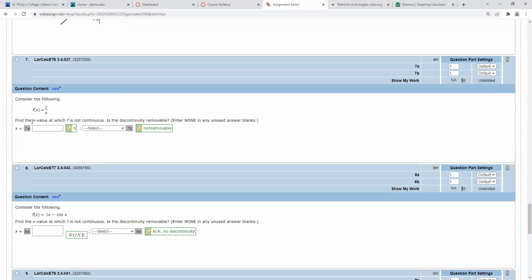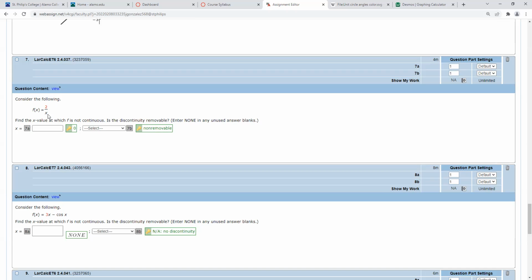Okay. Find the x value at which f is not continuous. Is the discontinuity removable? It's only removable if something cancels, right? Do you remember? If you factor and something cancels, that is removable. There's nothing to factor or do here. So for sure, it's going to be non-removable because of that. Then the value we can plug in that causes that asymptote, right? That's going to be the point where it's not continuous.